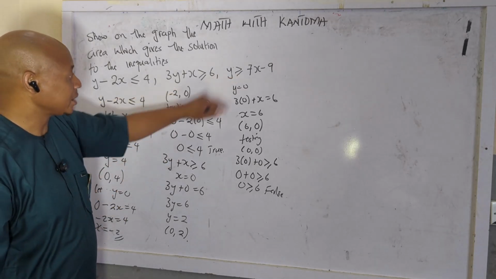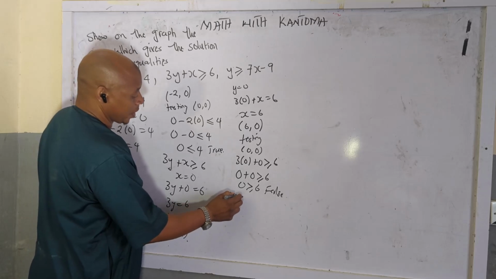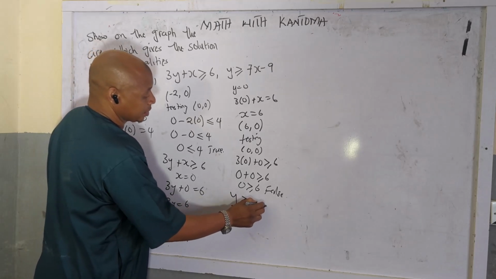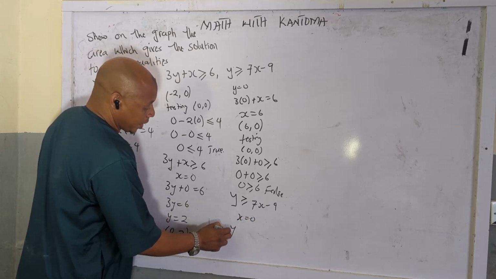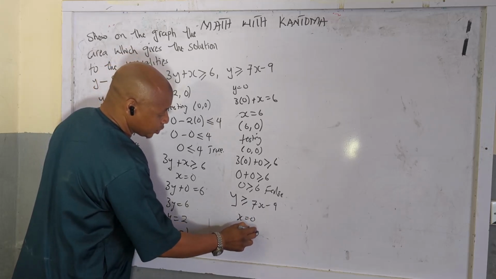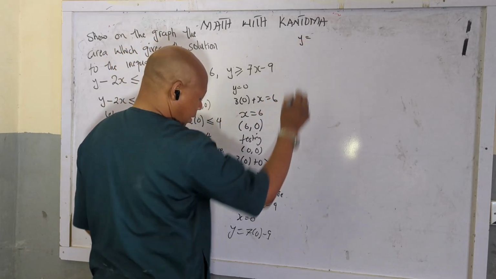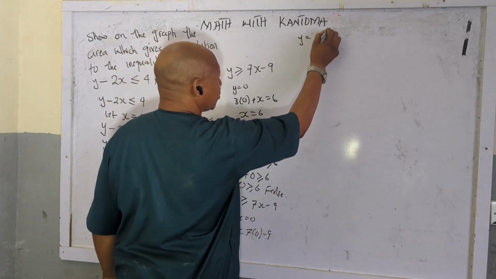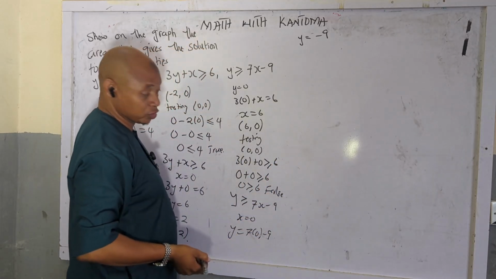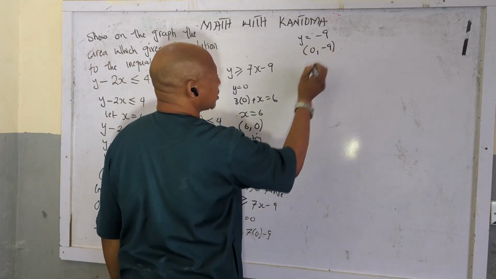So next we take the last inequality. The last inequality says y is greater than or equal to 7x minus 9. So now put x equal to 0 here. y is equal to 7 times 0 minus 9. So the value of y is going to be what? 7 times 0 is 0, 0 minus 9 is minus 9. So y is equal to minus 9. So now the coordinate, when x is 0, y is minus 9.